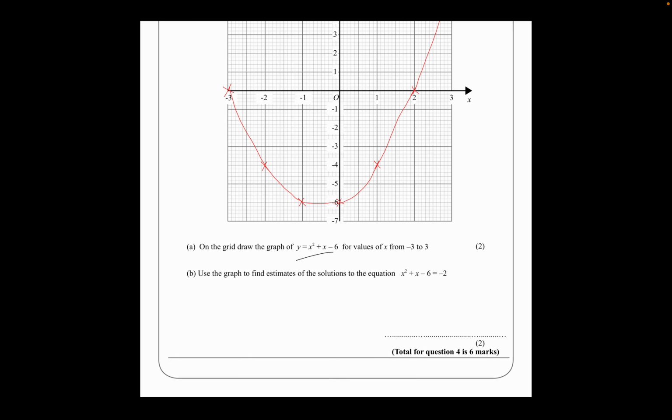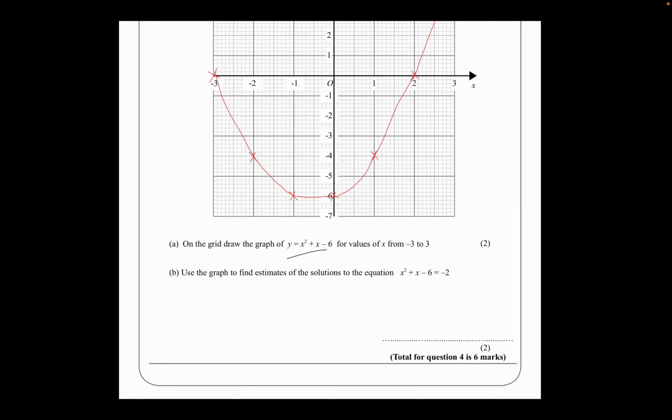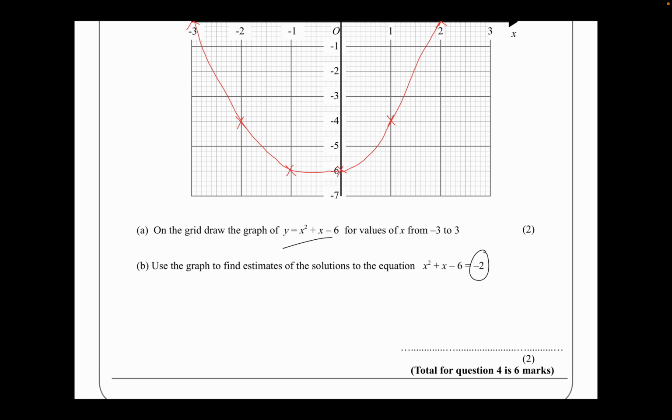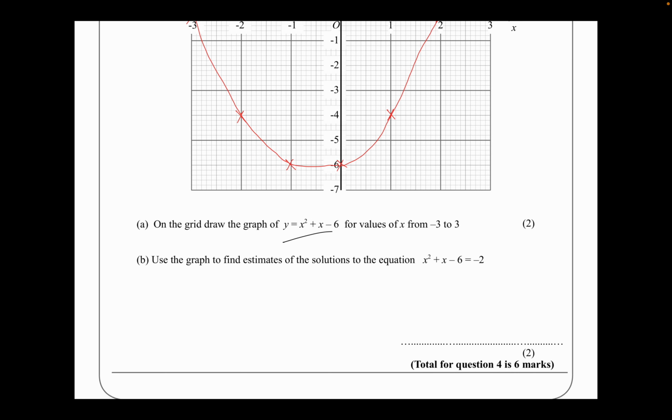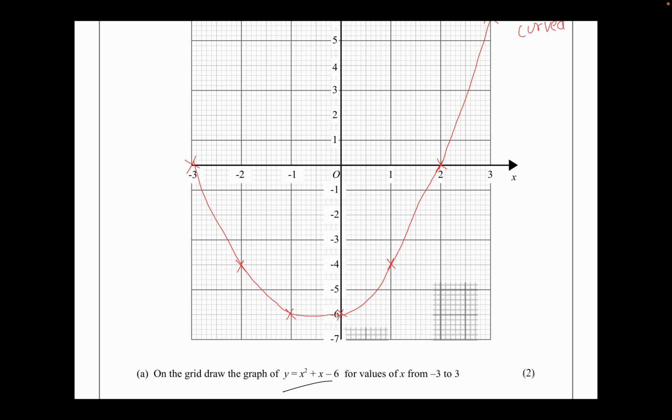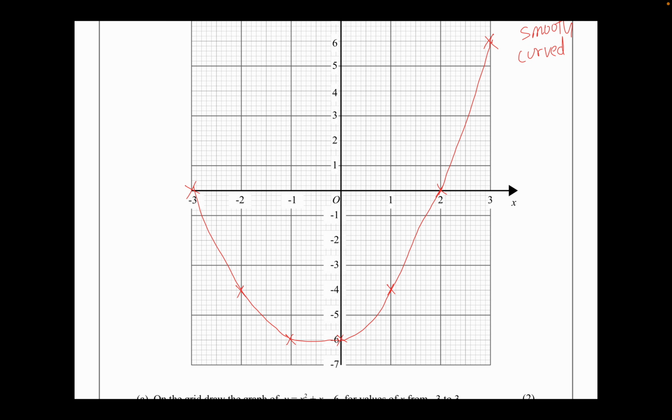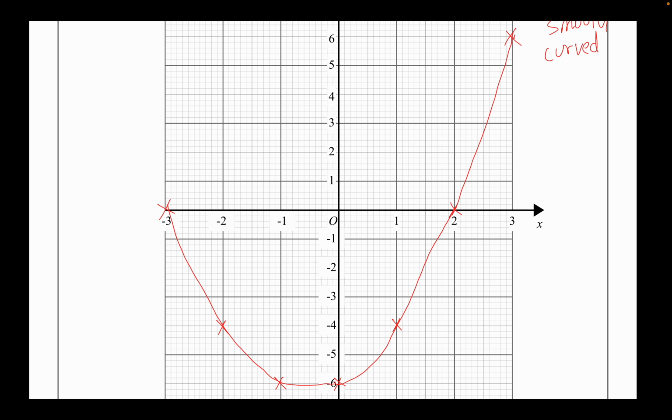Now use the graph to estimate the solutions. They've given you y equals -2 in this case, so we have to separate them: y equals x squared plus x minus 6, and y equals -2. Now we have to draw the line of y equals -2. That's going to be here. Here we can see that it is only intersecting at one point. So it's going to be here, the intersection.